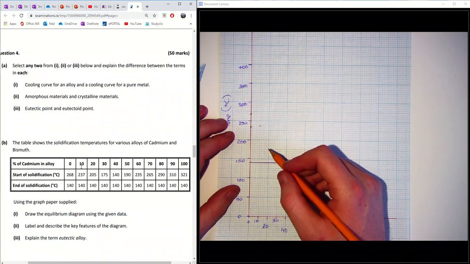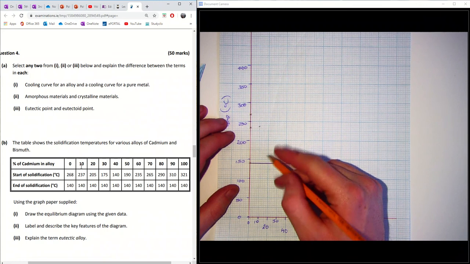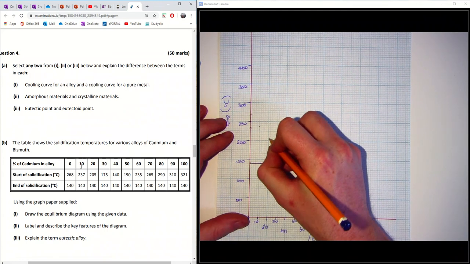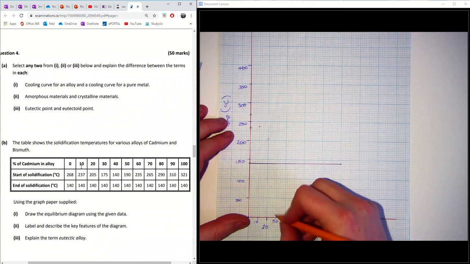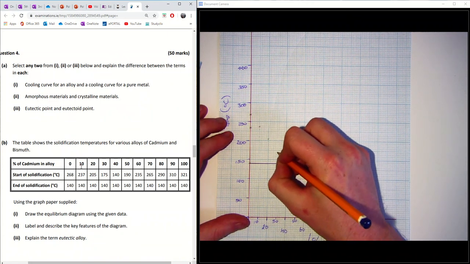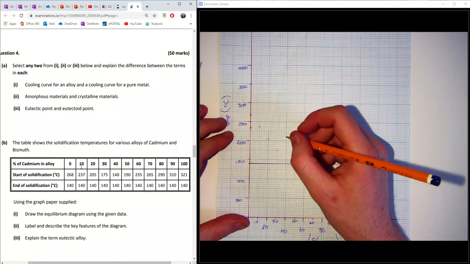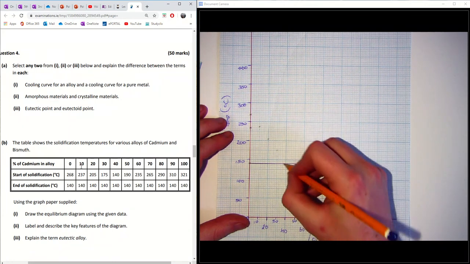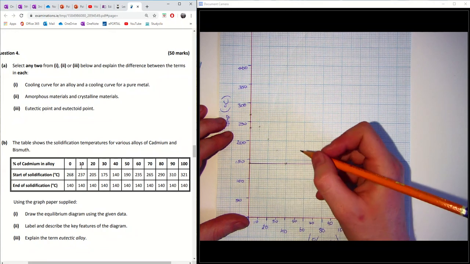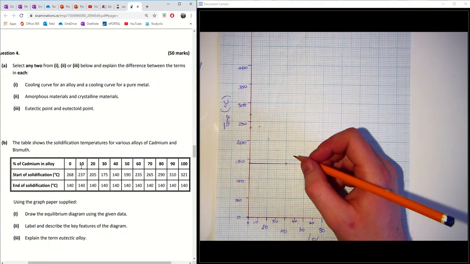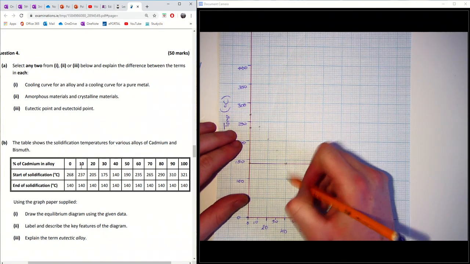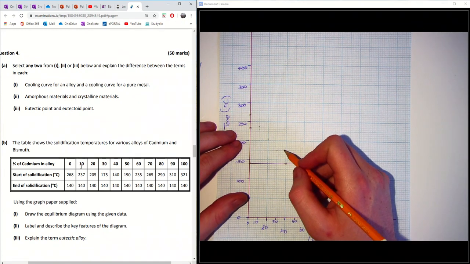Okay, so the next one is 20%, and that's 205. So 20 and 205. 30, 175. 40 with 140. Okay, now this is the 40 and 40 is the special point on our eutectic diagram. It's known as our eutectic point. Okay, so it's the stage at which it goes from a solid to a liquid or liquid to solid without passing through the pasty region.